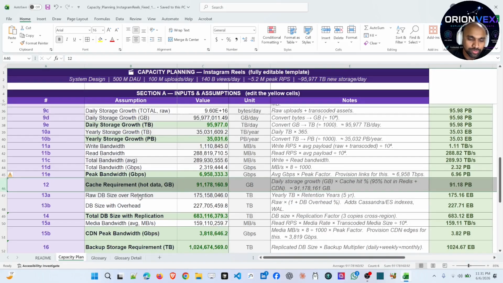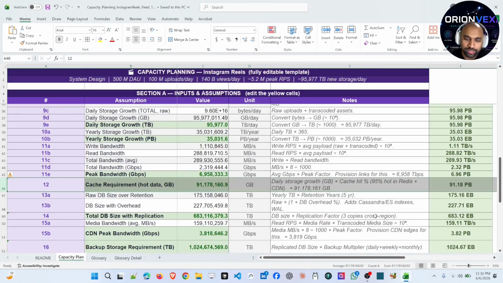Raw DB size for the retention is around 175.16 exabyte. How are we calculating that? Yearly terabyte times retention per year. That is a 5-year retention period. That is how we are calculating it. It's around 175.16 exabyte. DB size with overhead is around 227.71 exabyte.